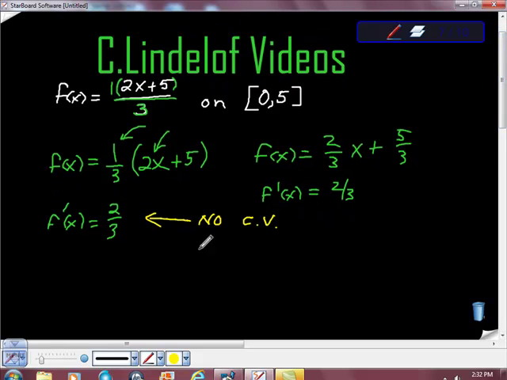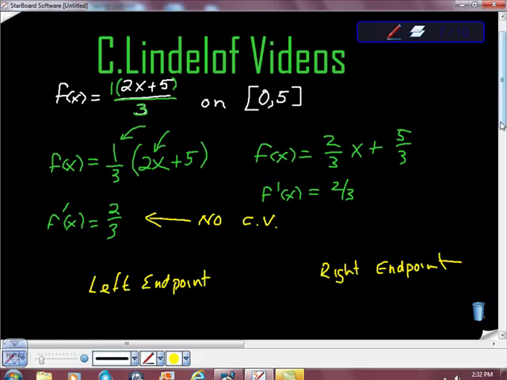So then what do you do? If you look at your guidelines for this, what you would do is evaluate your left endpoint, and then your right endpoint.